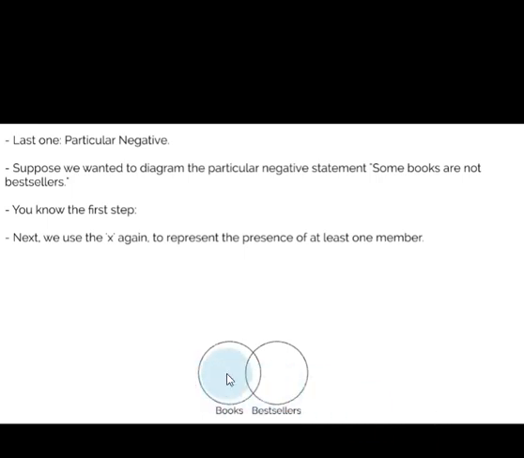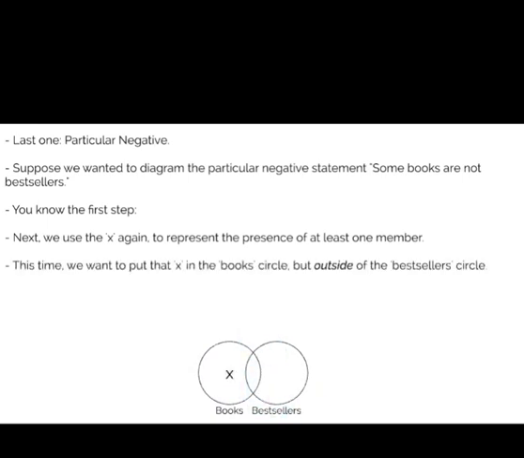Yeah, in the first circle, and outside of the middle area. So it's going to be in this circle, but not right here. We can't put the X there because that would mean some books are bestsellers. If I put it right in the middle, that would be a particular affirmative. But if I put it right here, it means that there's at least one book that's not in the bestsellers club. There's at least one member of the category book that's not part of the category bestsellers. Okay, so put it right there.